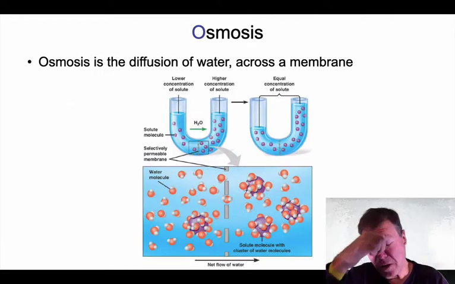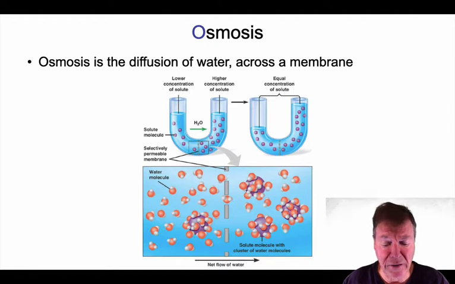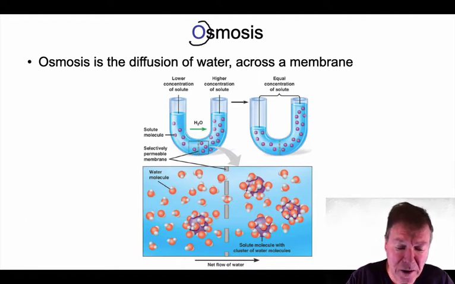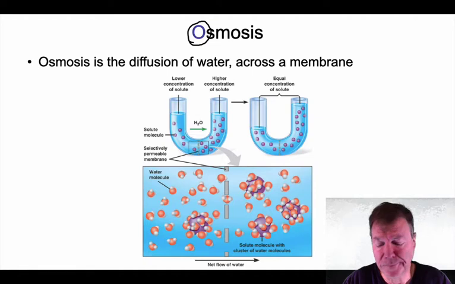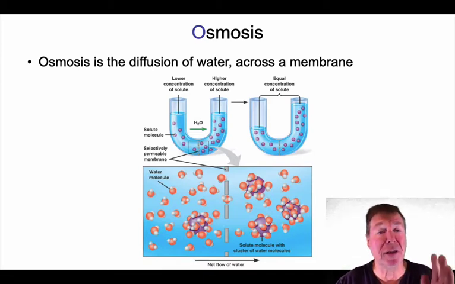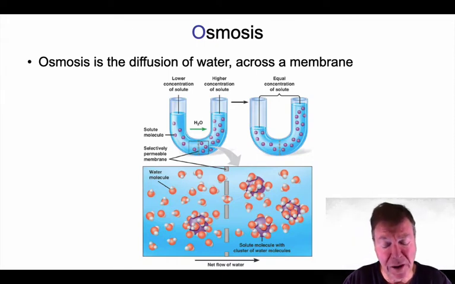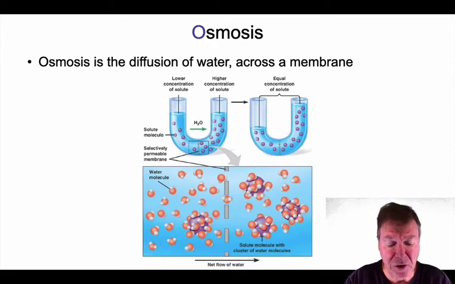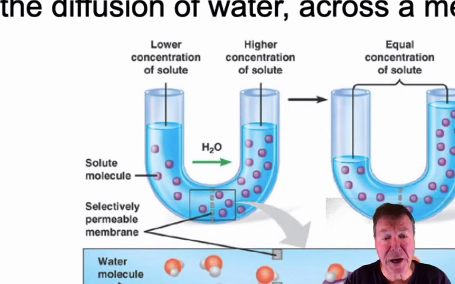Okay, one of the forms of that is osmosis. Anyways, osmosis is the diffusion of water across the membrane. You have to have the membrane because that membrane is what holds back the solute, the thing that the water is dissolved in. So in the picture here, you can see this U-shaped tube, and the barrier's right there. In the U-shaped tube, we can see a high concentration of solute or low concentration of water.